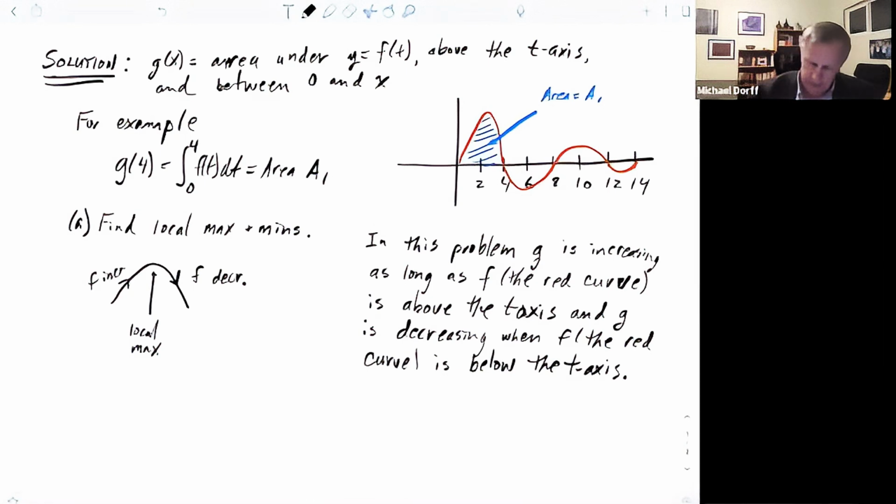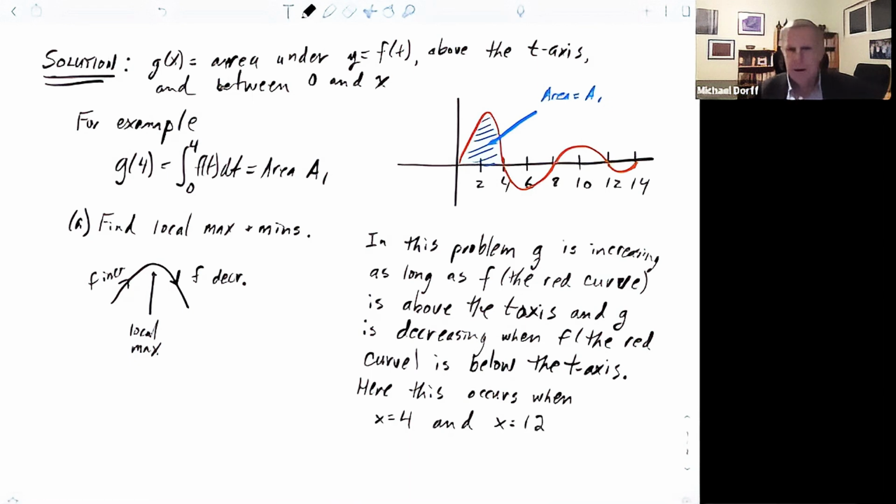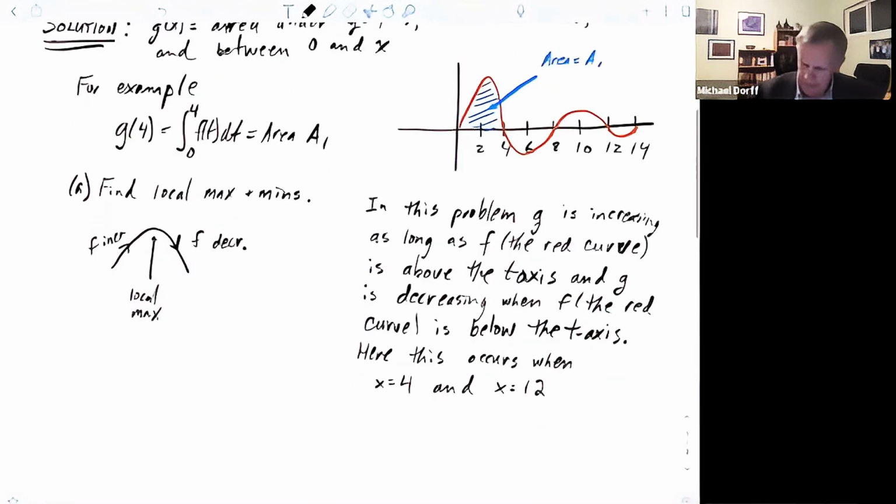So in this problem then, this occurs when x equals 4 and x equals 12. All right, when x equals 4, the red curve is going from above the t-axis to below the t-axis. And at 12, it's also going from above the t-axis to below the t-axis. Again, why does that give me a local max? Because, for example, at x equals 4, the red line is above the t-axis, so I'm adding positive area. And after 4, I'm going to be subtracting that positive area because it's below the axis. All right, so we have a local max at x equals 4 and 12.